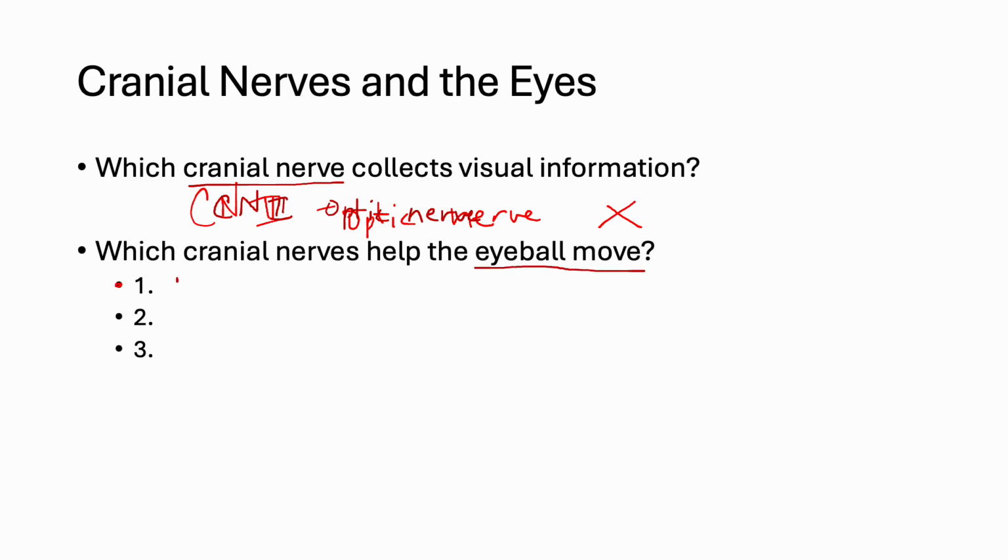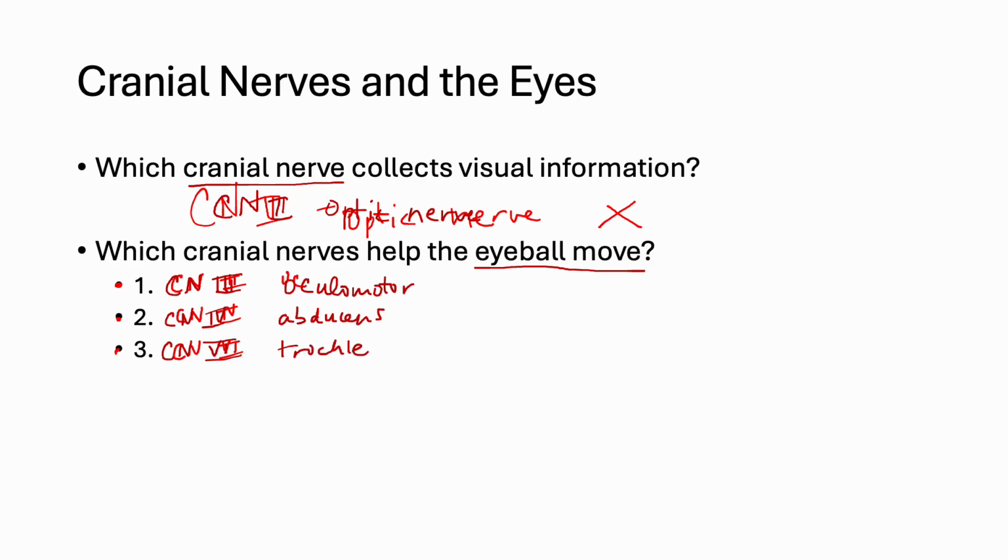So these are cranial nerve 3, 4, and 6. And do we remember the names of these cranial nerves? So cranial nerve 3 is the oculomotor nerve. 4 is abducens. And 6 is the trochlear nerve. So just remember, take a minute and make sure you remember those and that you can identify those on the brain where we would find those.